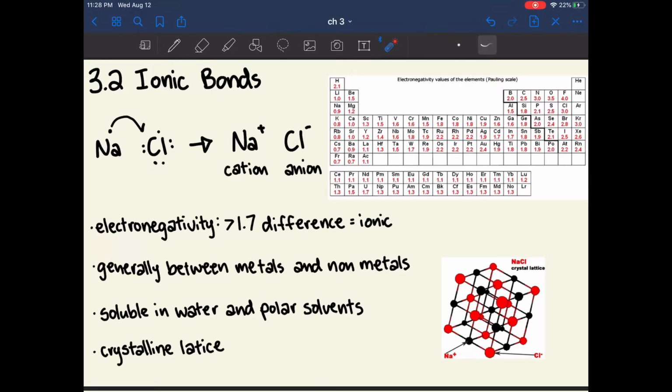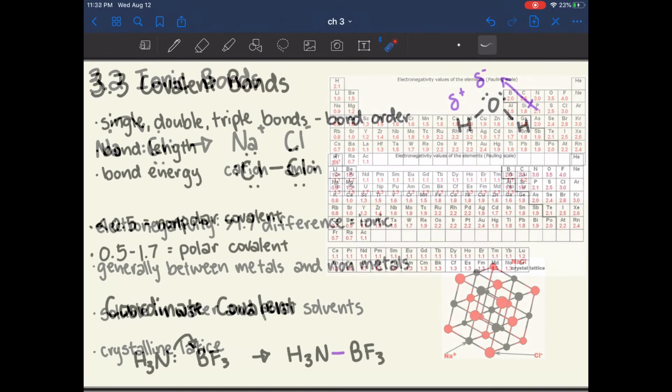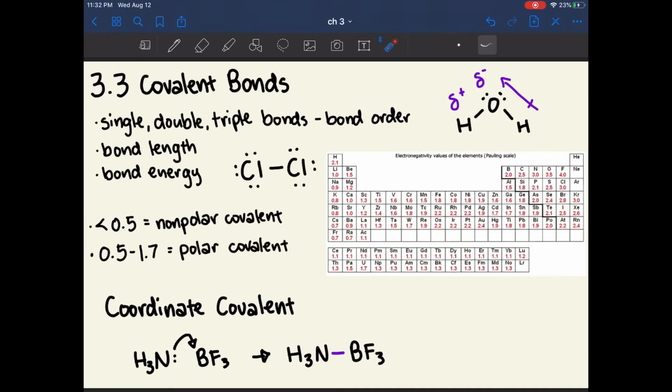So some characteristics of ionic compounds is that they're soluble in water because they're charged, and charged compounds are generally more hydrophilic and more dissolvable in water, as well as different polar solvents. And ionic compounds generally form a crystalline lattice in their solid form. So you might have seen this NaCl or sodium chloride lattice in your general chemistry classes, and this is very typical of ionic solids. Chapter 3.3 goes more into depth about covalent bonds.